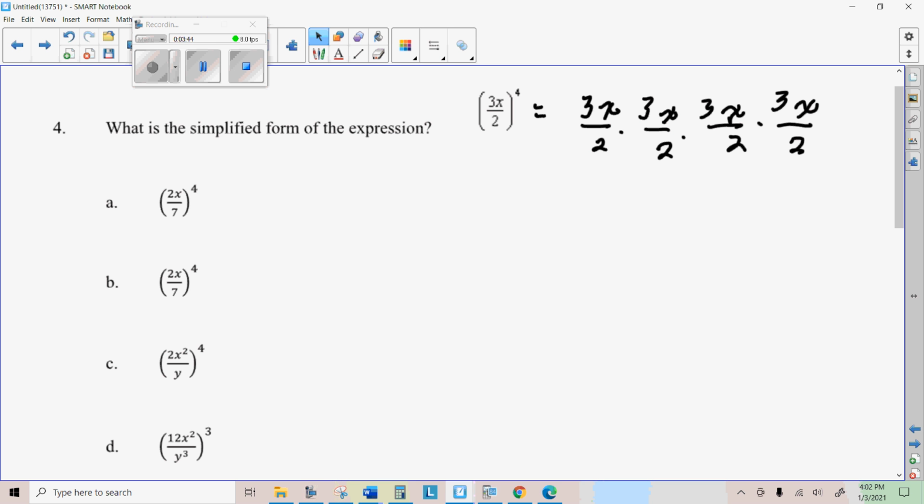Okay, so now you can see on the bottom you're going to have 2 multiplied by itself 4 times, or 2 to the 4th power, which is 16. And then on the top you're going to have 3 multiplied by itself 4 times. 3 to the 4th is 81. And you're also going to have 4 factors of x. See them? x times x times x times x. So that would be x to the 4th. So notice this power actually worked on every part of that fraction, the 3, the 2, and the x.